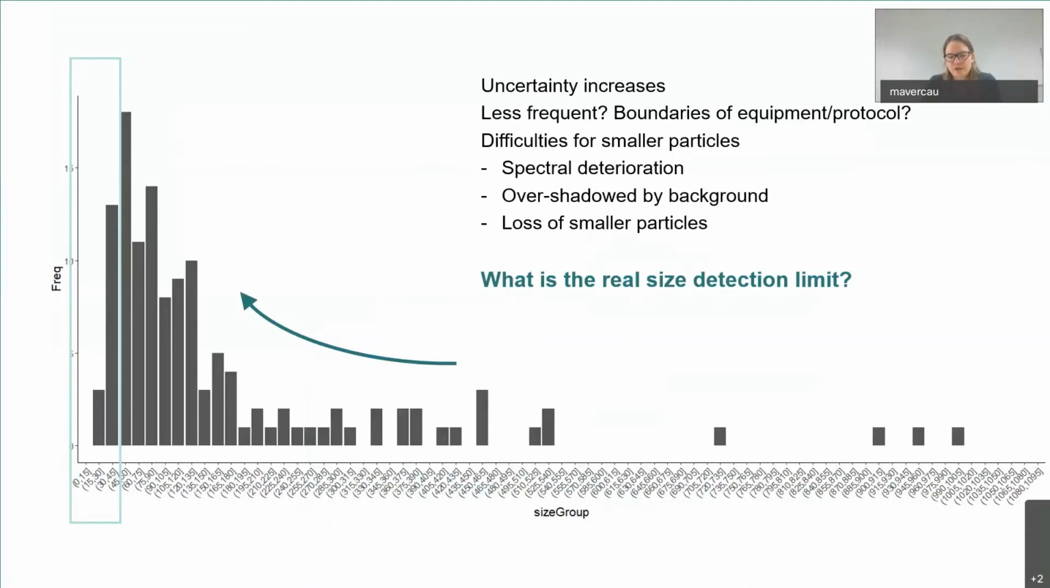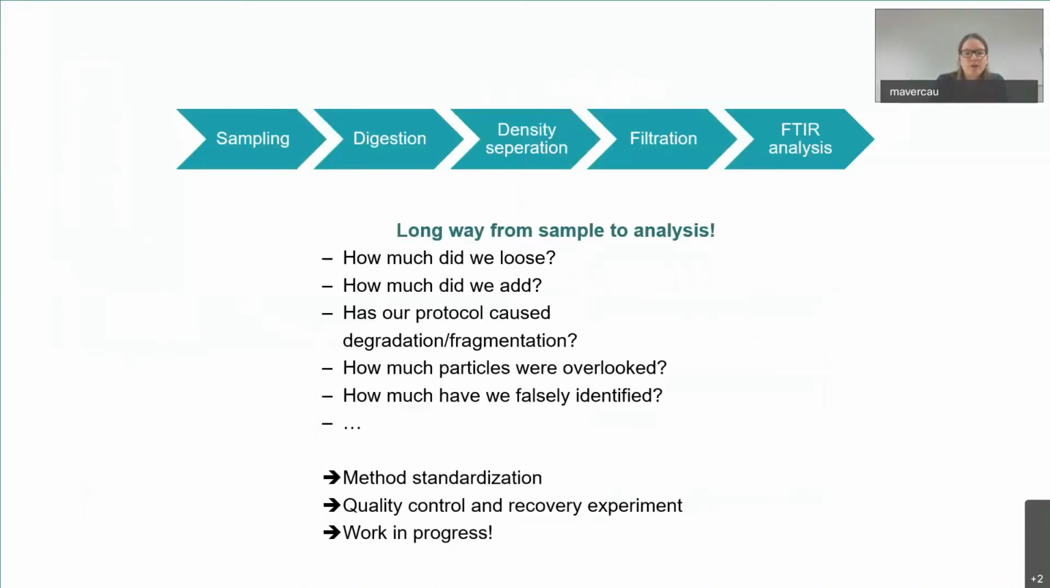And there could be a lot of difficulties for these smaller particles. Smaller particles could already be a longer time in the environment, so they might degrade more, and this might cause spectral deterioration, so that the spectra that we get are not matched to the known spectra. They also can be overshadowed by background because they are so small. And smaller particles are easily lost during the process. And if we look at it, we go a long way from sampling to analysis. And it could be that we lose plastics. We can add plastics by contamination.